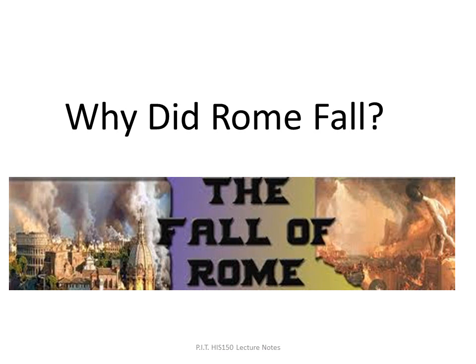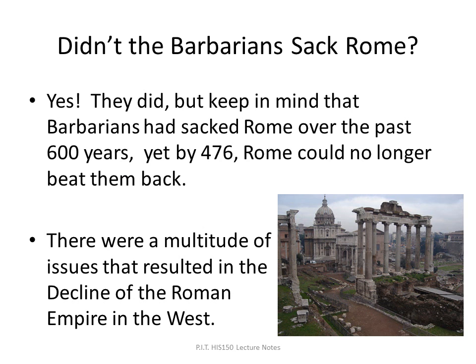So, let's talk about why Rome falls, because there's entire books written about this very question. We know the barbarians sacked Rome, but keep in mind that barbarians had sacked Rome over the past 600 years. Yet, by 476, Rome could no longer beat them back. And there were a multitude of issues that resulted in this, and ultimately the fall of the Roman Empire in the West.